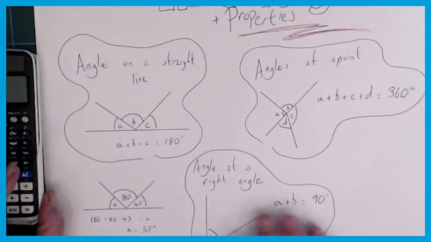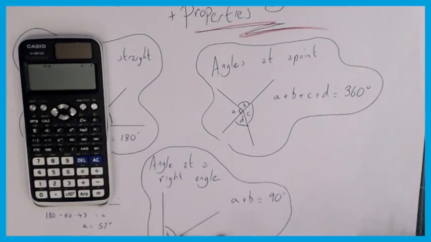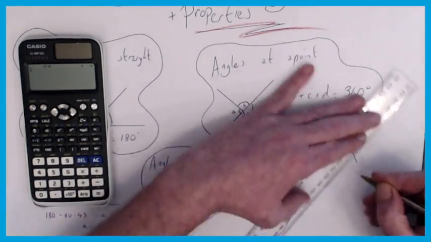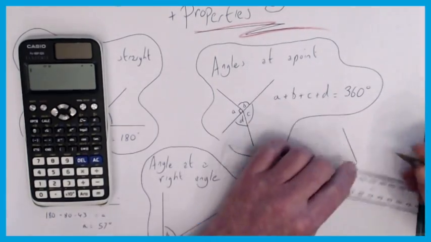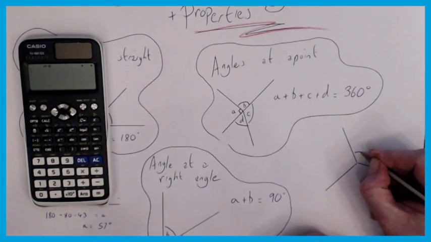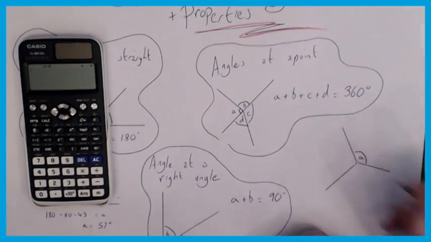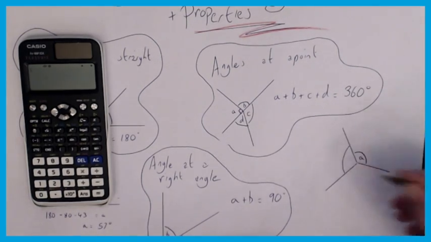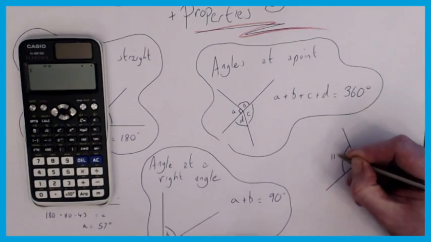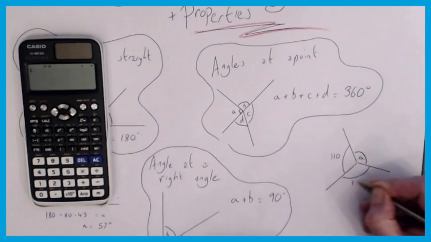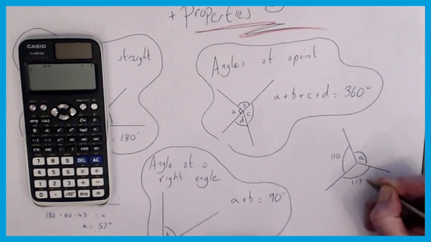Okay, let's have a look at an angle at a point now. Exactly the same thing. We're going to draw angle at a point. I'll just do it too. So this is angle A again. This is 110, and this angle is 117 degrees.